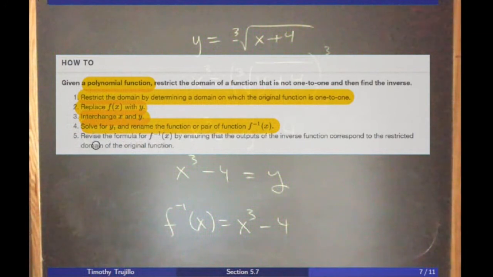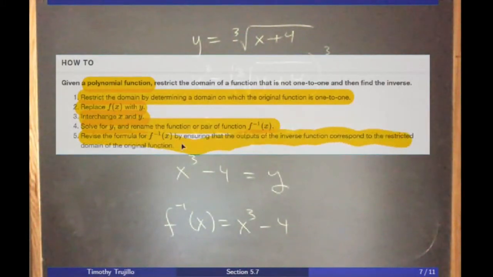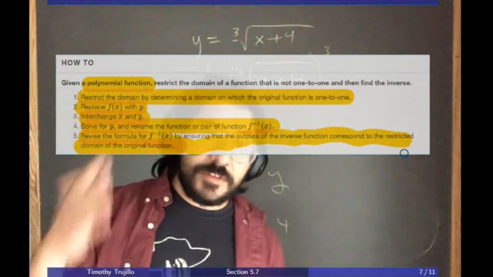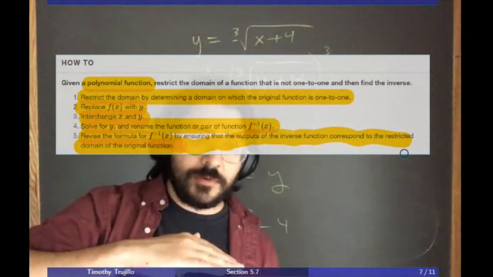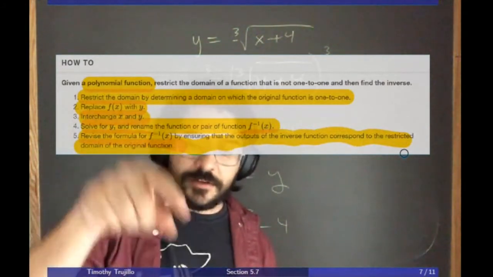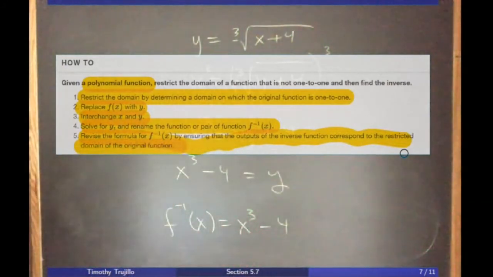Then it says revise the formula for f inverse by ensuring that the outputs of the inverse function correspond to the restricted domain. So they're just saying make sure that you didn't make the wrong choice. Often it'll be a plus or a minus, and you have to determine whether it's the plus or the minus that you need to keep. If it's going to be a function, there can't be any plus or minus. Every input has to lead to exactly one output. So that's the process, and it's essentially the same with the exception that you have to figure out where your domain is, okay?